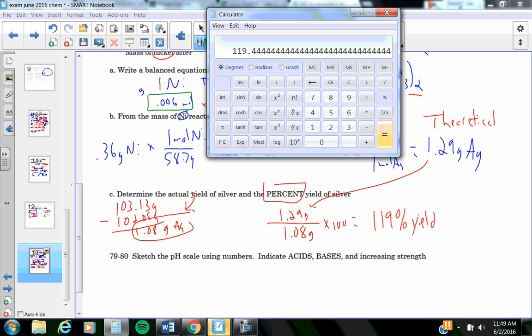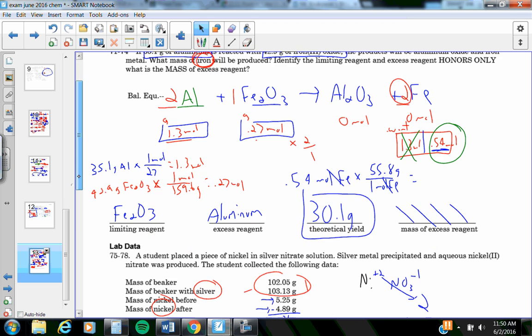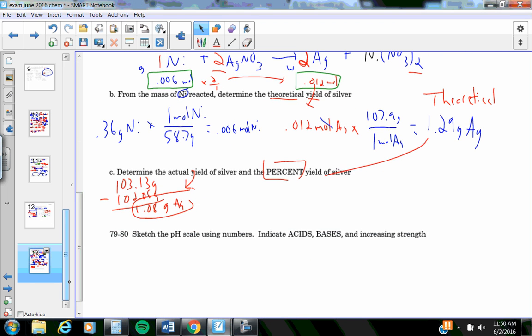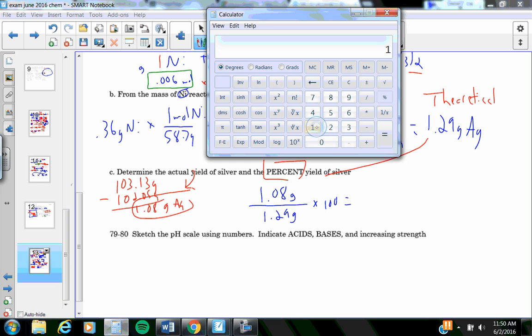Okay, I did that wrong. I put the wrong one on top. Let me go check my formula again. Did it say actual divided by theoretical? It does. Actual needs to go on top. The actual is 1.08 divided by the 1.29 grams that we theoretically should have gotten, times 100. 1.08 divided by 1.29 times 100 equals 83.7% yield.